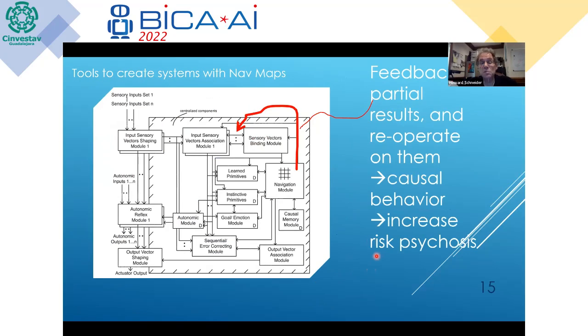So what I've been doing is building small models in Python and playing with them. What I found interesting is that if I took the intermediate results from the central navigation module and fed them back to the sensory system, then in the next cognitive cycle they would be treated as a sensory input and operated on again and again and again. And what happened is causal behavior emerged from this.